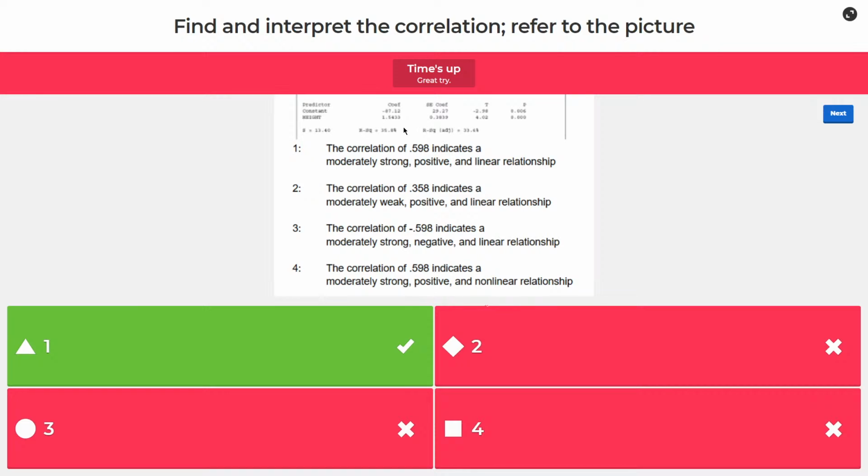So 35.8% is the same thing as 0.358, and since that's the r squared value and you're trying to find r, you're just going to take the square root of 0.358, and that's going to get you 0.598331. You're just going to round that to 0.598, and that's going to get your r value. Yes, sir.